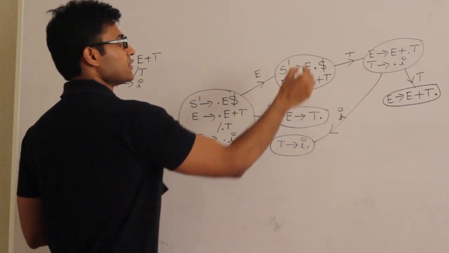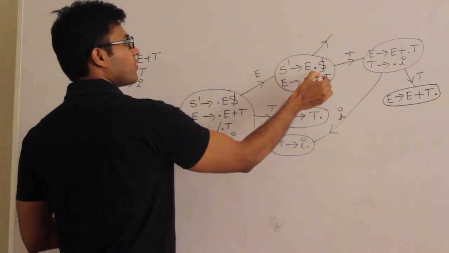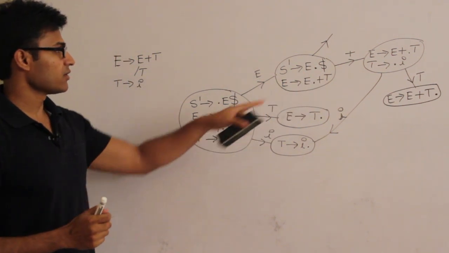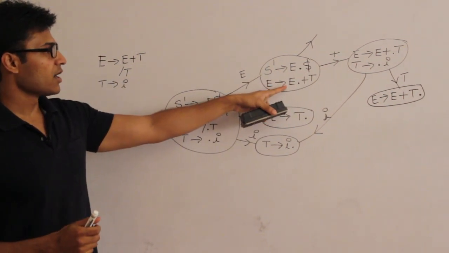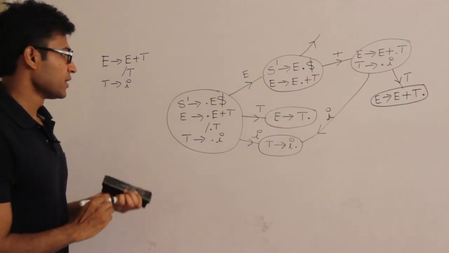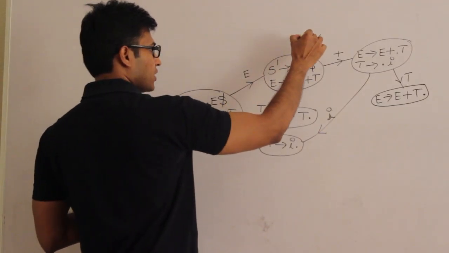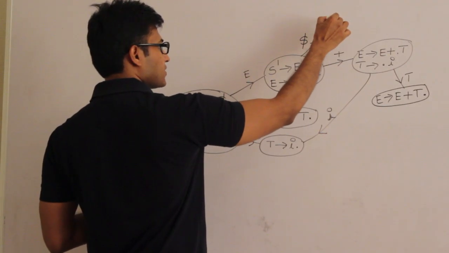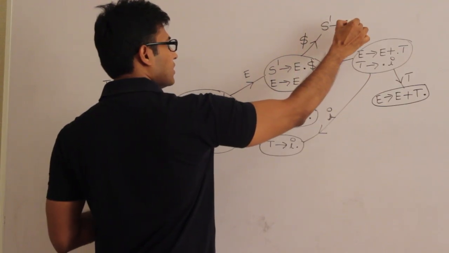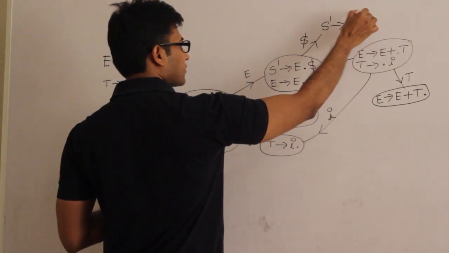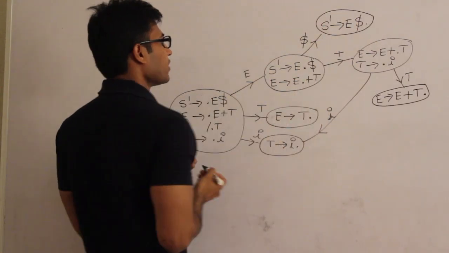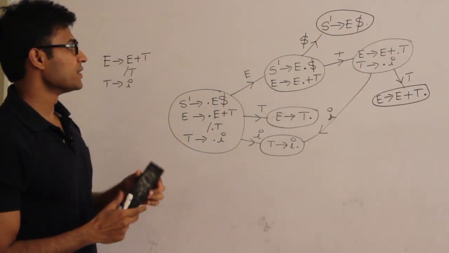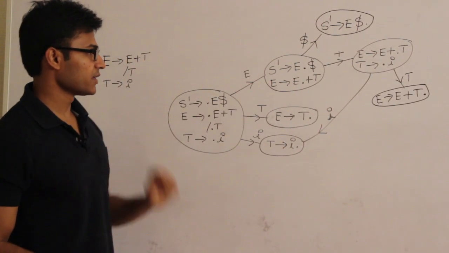Now this is not a final item, isn't it? This is not a final item and this is not a shift move. Now there is no conflict here. Therefore, on dollar only, it is going to be S' derives E dollar dot. We got this. So there is no problem with this state. This is not an SR conflict, right?